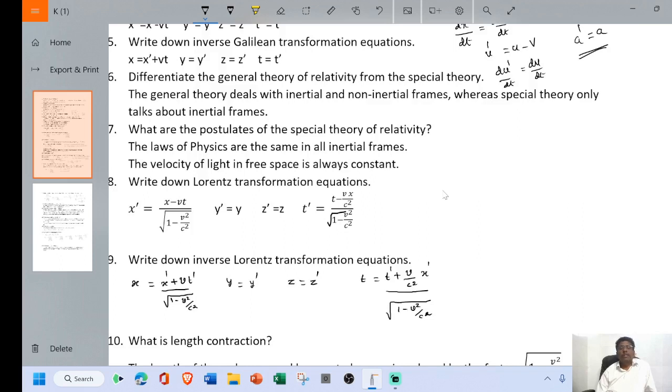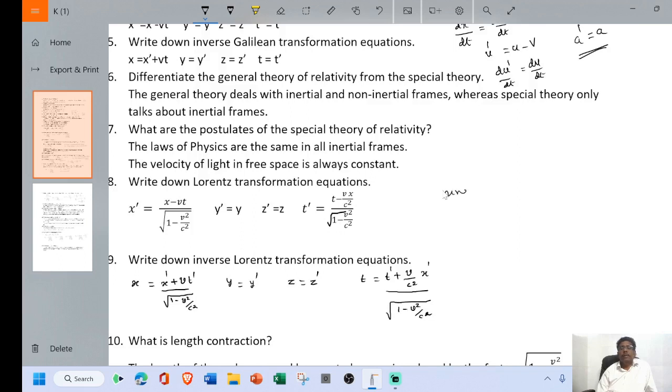Write down Lorentz transformation equations. x dash equal to x minus vt divided by root of 1 minus v square by c square. y dash equal to y. z dash equal to z. t dash equal to t minus v by c square x divided by root of 1 minus v square by c square. These are all called Lorentz transformations.